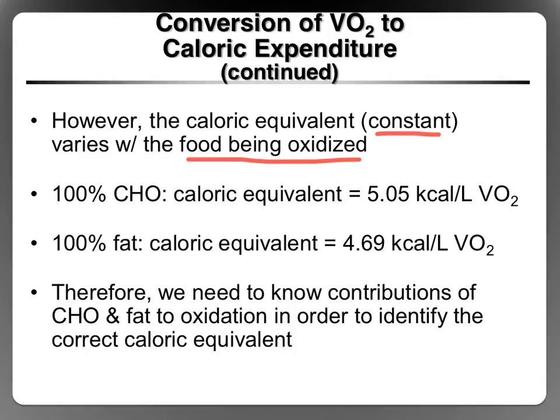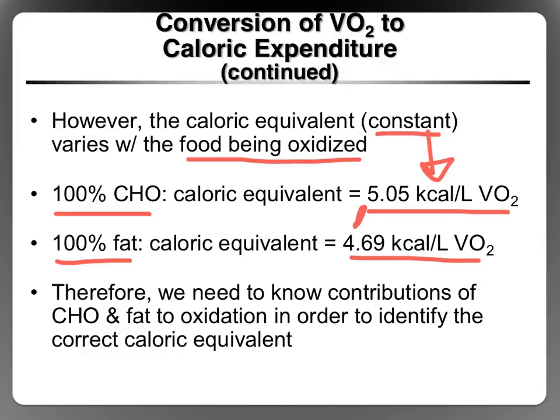If 100% of their oxidation, 100% of their aerobic ATP was from carbohydrate, then we would know to use 5.05 as our caloric equivalent. If 100% of their ATP was coming from fat oxidation, we would know to use the caloric equivalent of 4.69 because these are constants. Okay? But in reality, remember, nothing is ever 100%. Nothing's ever 0%. So the real caloric equivalent is somewhere in between these two numbers.